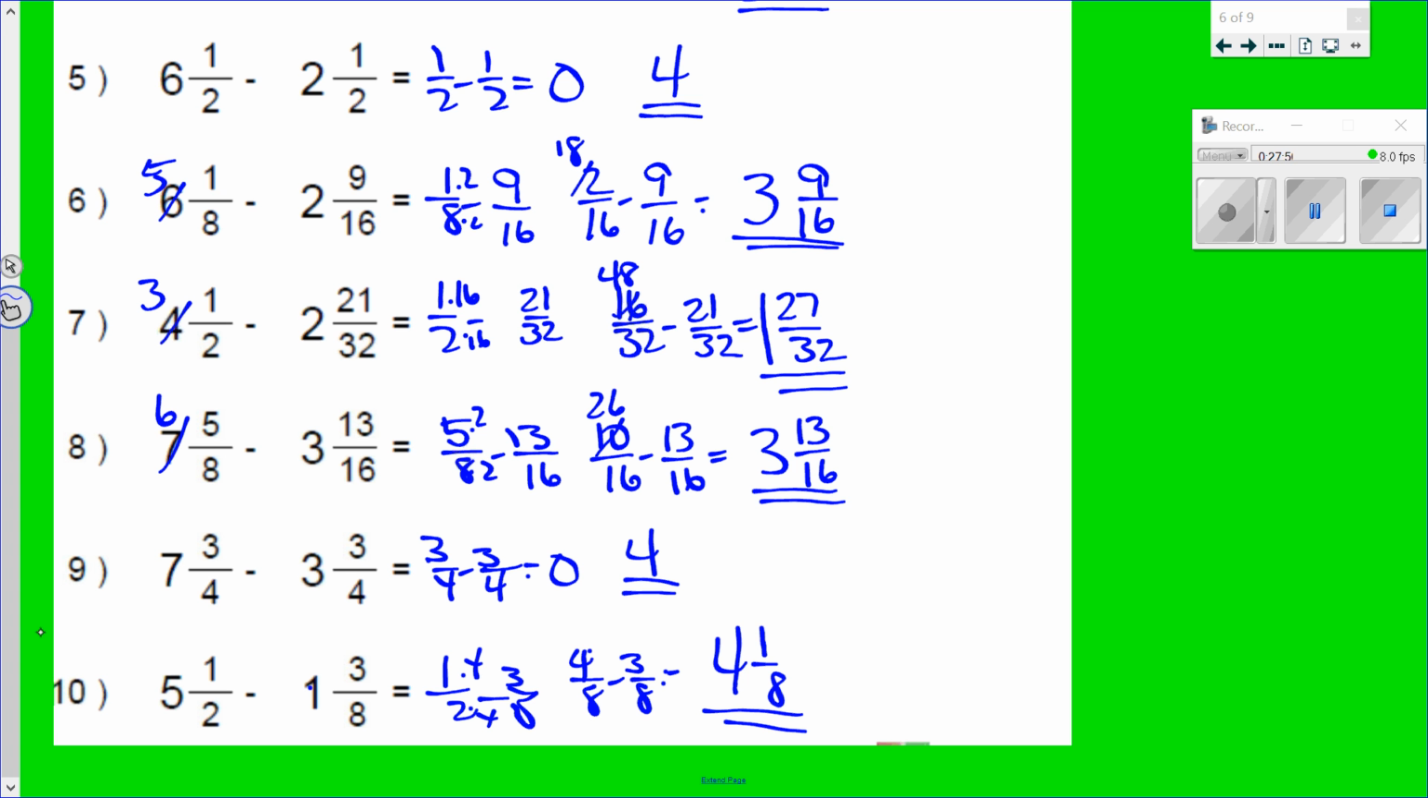Questions on this page? How are you guys feeling on those mixed numbers? Thumb meter? Nice. Liam, no opinion? Okay. So overall looks pretty good.